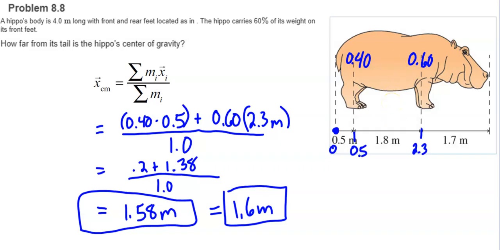And since we did choose our 0 as the tail of the hippo, that just gives us the answer that Mastering was looking for. I'm going to double check the answer key real quick and make sure that is indeed right. And sure enough, it says that it accepts 1.58 or 1.6 meters.